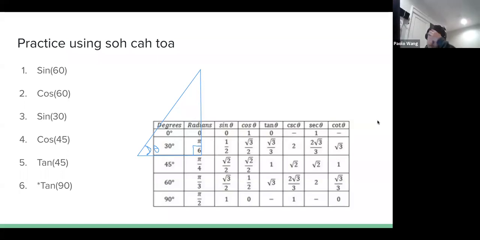For the next one, cosine 60. So we got cosine, which is still this angle over here, 60. This is 30 and this is 90. Using SOHCAHTOA, cosine is adjacent over hypotenuse. So that's the adjacent side, which is this one, over hypotenuse, which is this one. The adjacent side is 1 and the hypotenuse is 2, so it's 1 over 2.